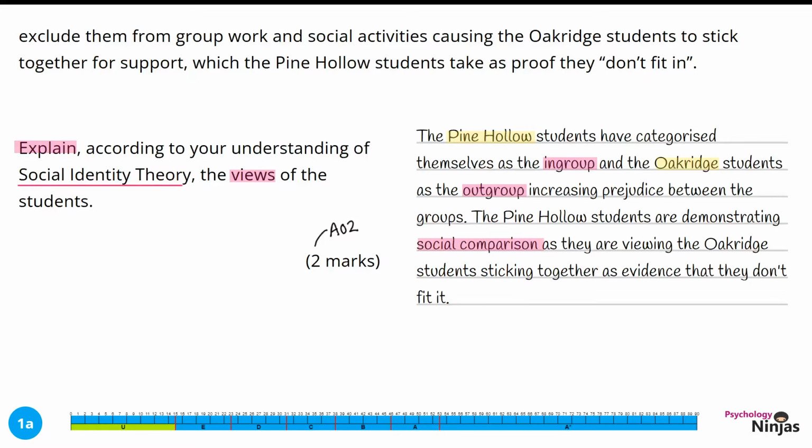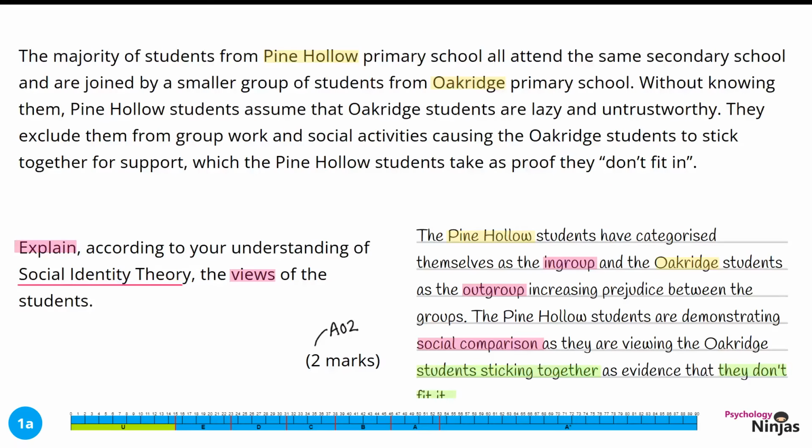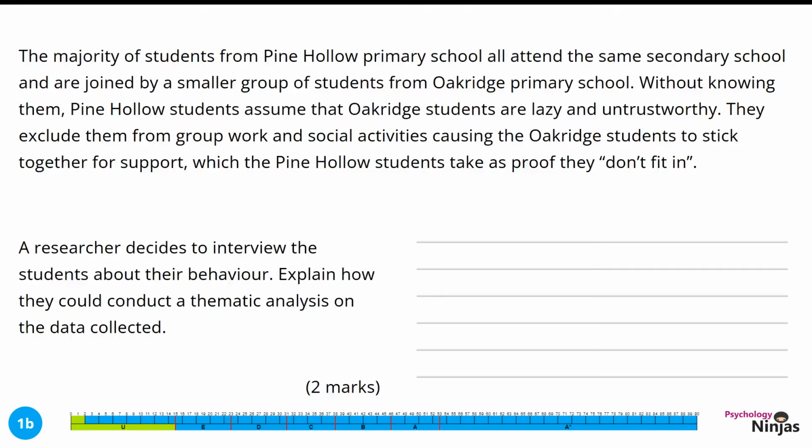We've used a different piece of evidence from the STEM, with students sticking together as evidence that they don't fit in, and we've identified that this is the view of the Oak Ridge students. We can also tick this off in our STEM to show that we've used 2 different parts for the 2 application marks available.